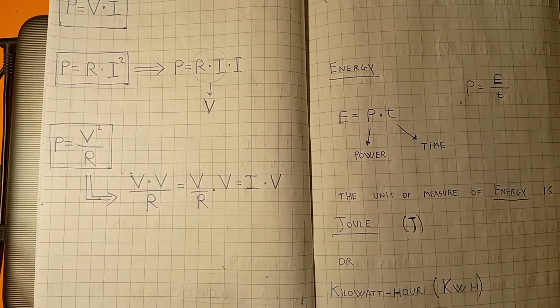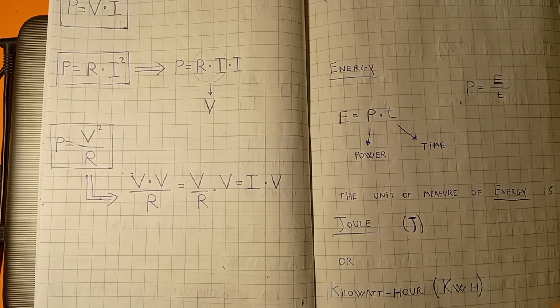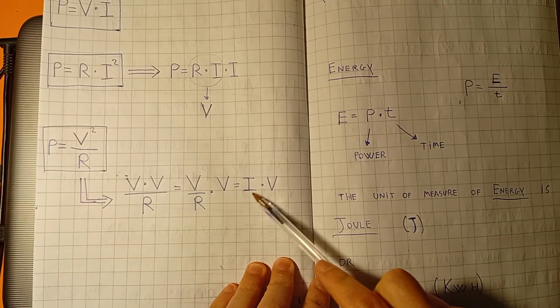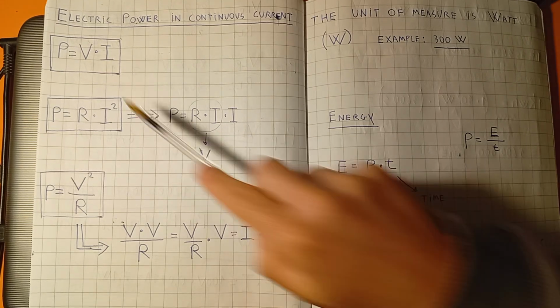Now let's just apply the first Ohm law. Voltage divided by resistance is current. So we can write this in this way, and we have current multiplied by voltage. As you can see, it is still the same formula.